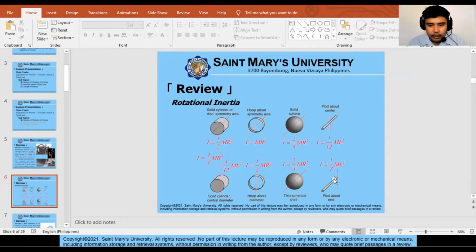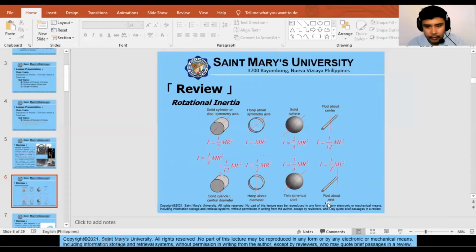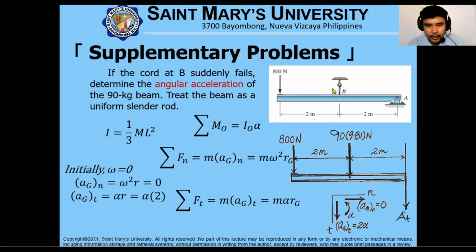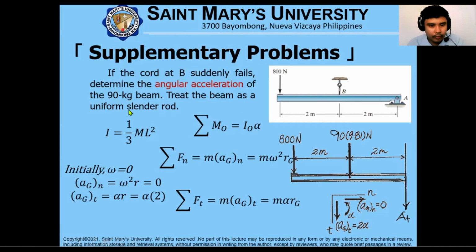If you examine our free body diagram, this is a slender rod, so a rod about an end. The axis of rotation is about an end. For example, this has been cut. So the axis of rotation is about the end. Therefore, you will utilize this equation: I is equivalent to 1/3 ml squared. That's why I have introduced 1/3 ml squared here.